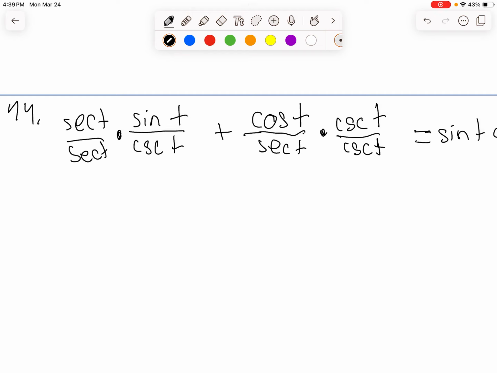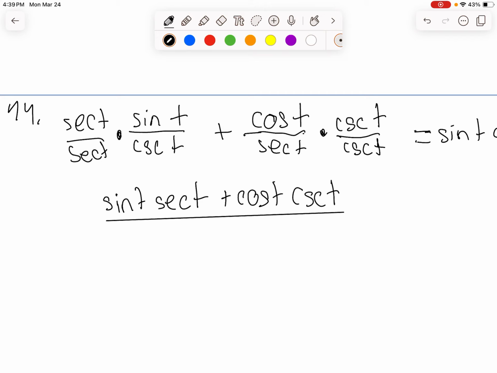So yeah, now that we have like bases, like denominators, I can write this as sine t times secant t plus cosine t times cosecant t, all over that big base of secant t cosecant t. Or cosecant t, secant t. Don't think it particularly matters.